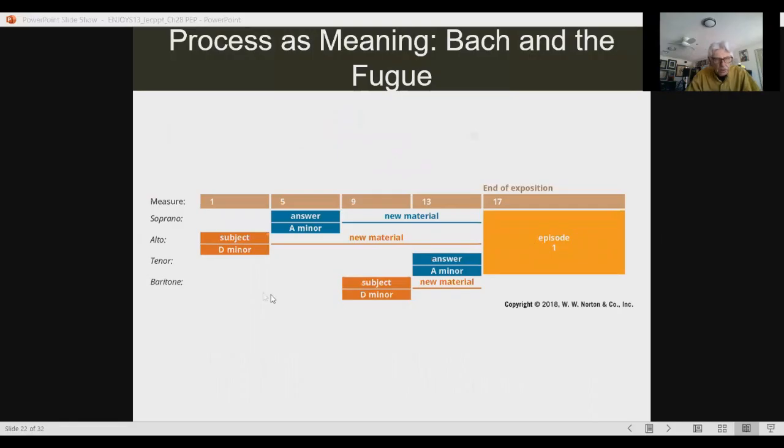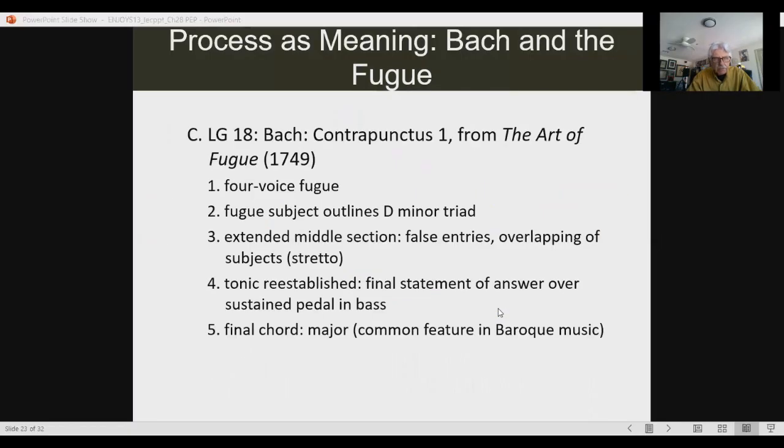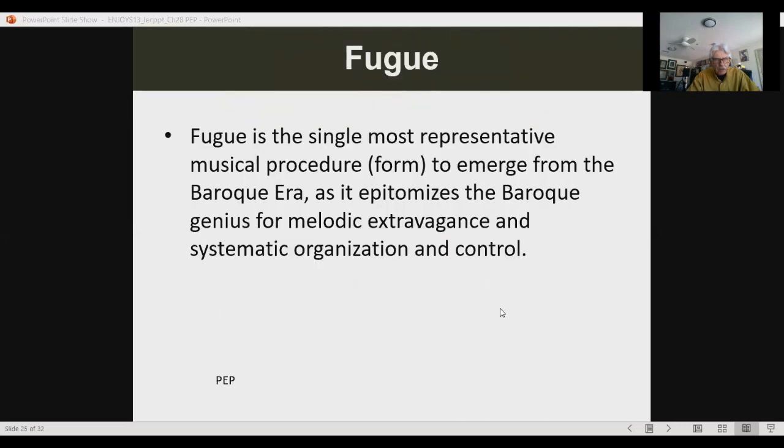Here is a visual showing a subject and then the answer. And then this would be an episode with new material. Oh, over here, the episode, right? So the subject, the answer, subject. Okay, let's sample this piece of music by Bach.